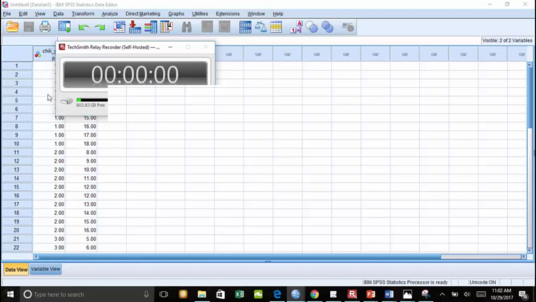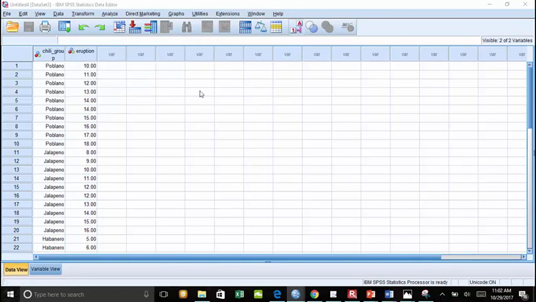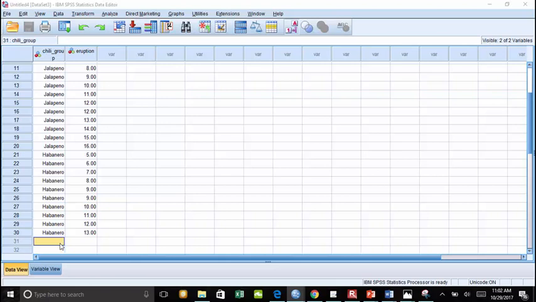So we have three groups, and here they are. I've entered the data for you. We've got children who are given Poblano chili sauce, 10 children in that group, 10 children given Jalapeno chili sauce, and 10 children given Habanero chili sauce.